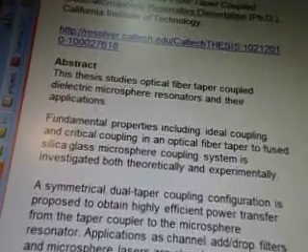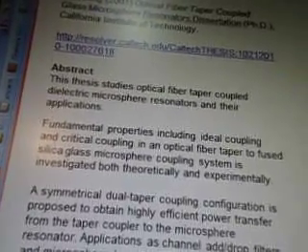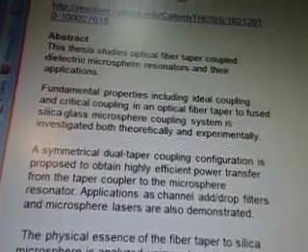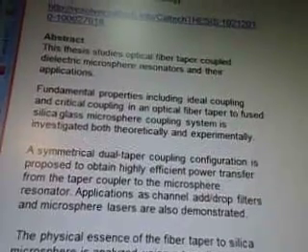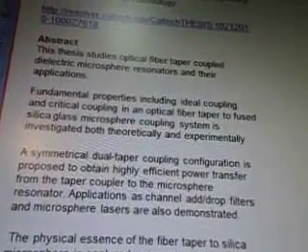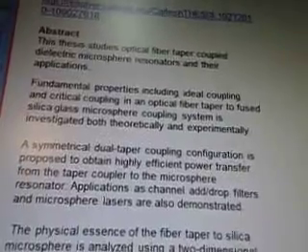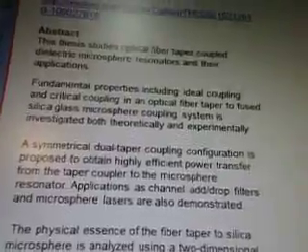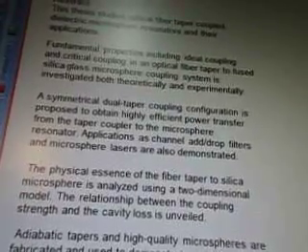This thesis studies optical fiber taper coupled dielectric microsphere resonators and their applications. Fundamental properties including ideal coupling and critical coupling in an optical fiber taper to fused silica glass microsphere coupling system is investigated both theoretically and experimentally. So I guess he has done some experiments here. A symmetrical dual taper coupling configuration is proposed to obtain highly efficient power transfer. Oh, there we go. We have some power transfer there. We need power, right? From the taper coupler to the microsphere resonator.